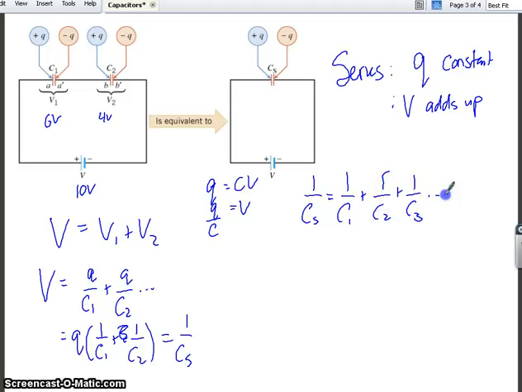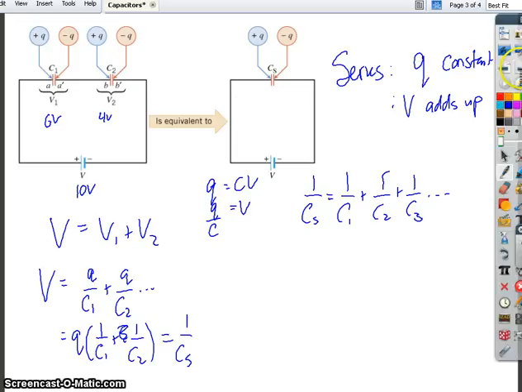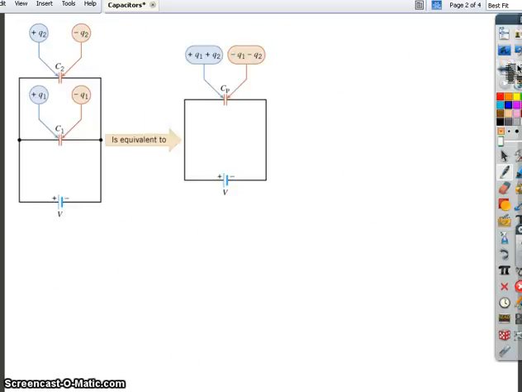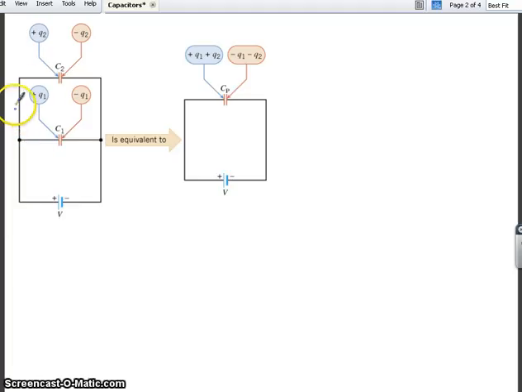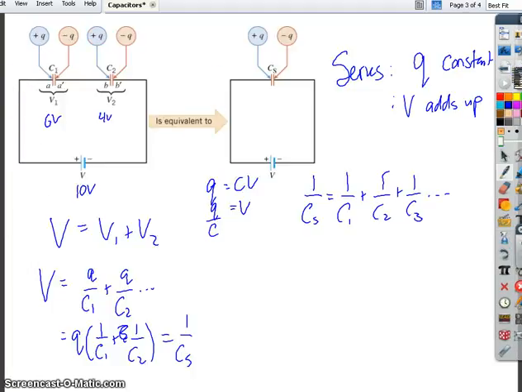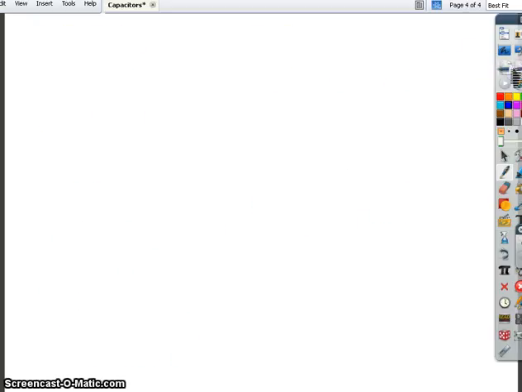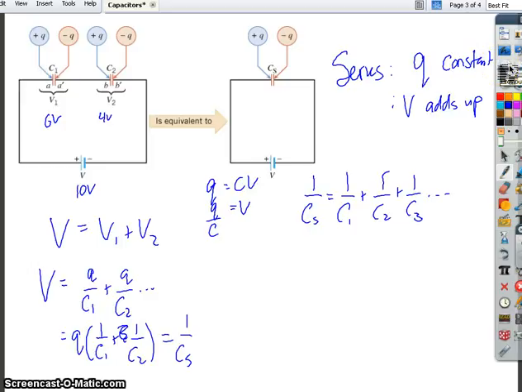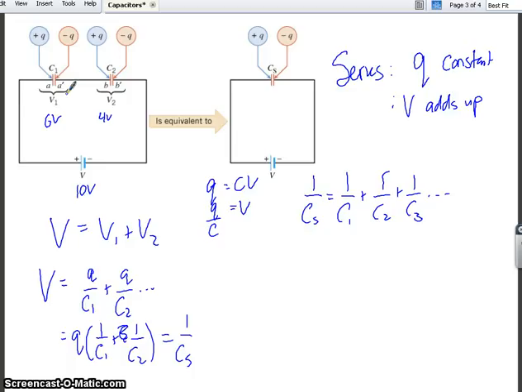So the capacitance in series will actually decrease. So we will actually store less charge in series than we will in parallel. In parallel, the capacitance increases. We store more charge in parallel because we have the same voltage going across each one. In series, the voltage is split up. So the total capacitance goes down. So in series, the capacitance goes down.